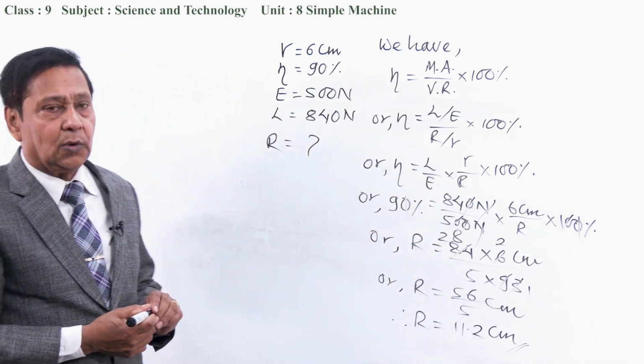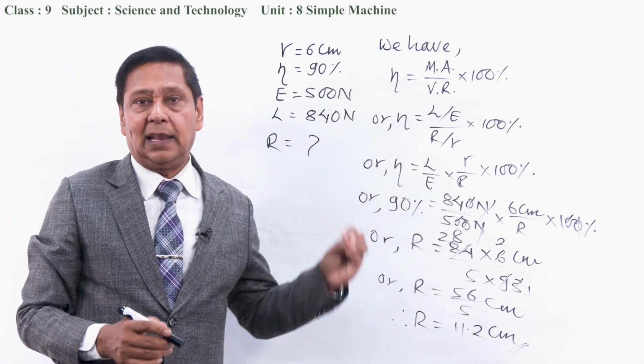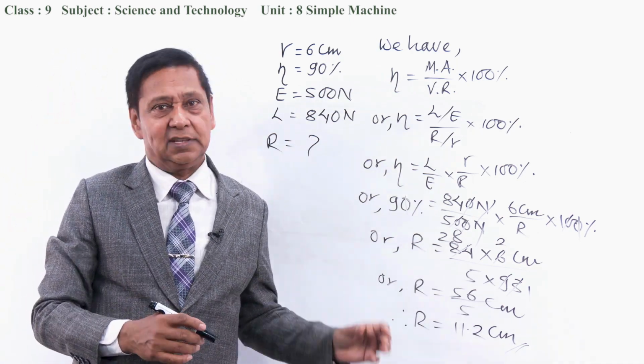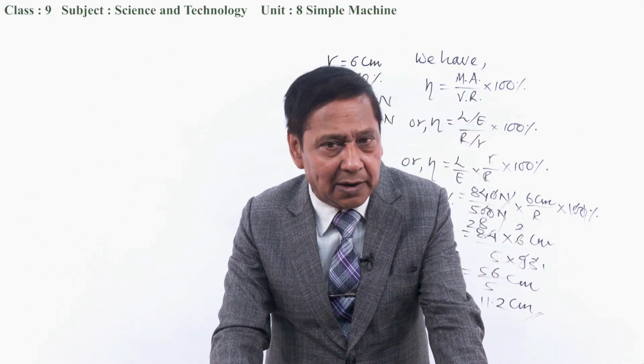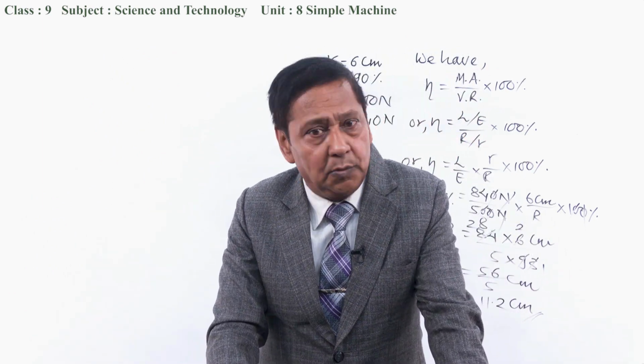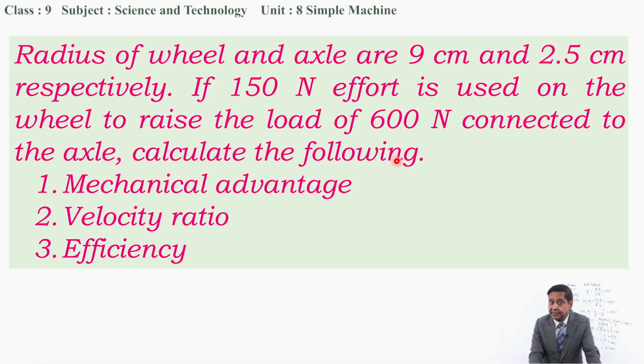Look at the final answer. What is the radius of the wheel? Radius of wheel is 11.2 centimeter. This way we can solve the numerical problem. Now I want to show you another numerical problem also, and I'll tell you how we can solve this.